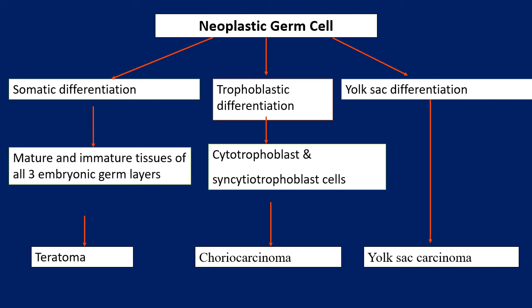If the differentiation occurs along the pathway of trophoblast, there is trophoblastic differentiation, cyto and syncytiotrophoblast. The tumor arising from this differentiation is called choriocarcinoma. So it is a malignant tumor arising from neoplastic germ cell with trophoblastic differentiation. It may differentiate along yolk sac differentiation. We call it yolk sac carcinoma.